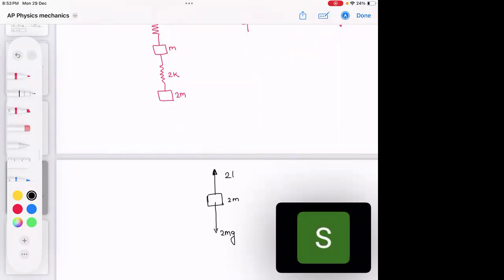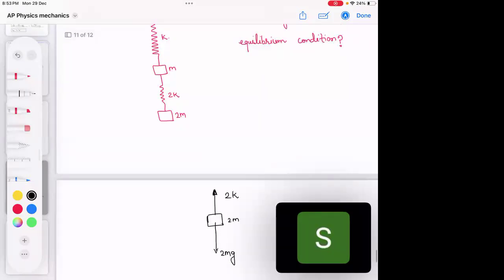What will be the spring force? 2K into, let's say L. What is L here? L is the elongation in the 2K spring, or the second spring.